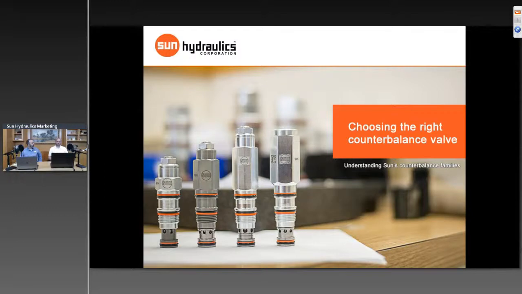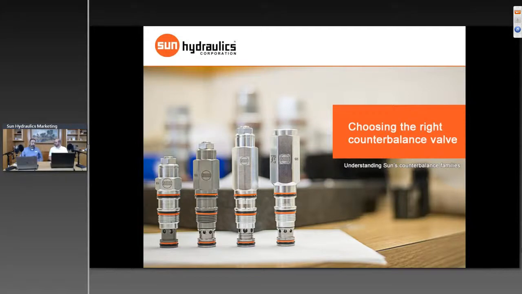The answer to that is you need a lot of variety to find just the right answer to the needs of a particular application or system. Unfortunately, selecting the right counterbalance valve isn't a very simple equation. There's many, many different variables involved, and it requires a great deal of understanding that often isn't achieved until you've done some experimentation. So to make sure that we have a solution for every application out there, we have this very broad product family.